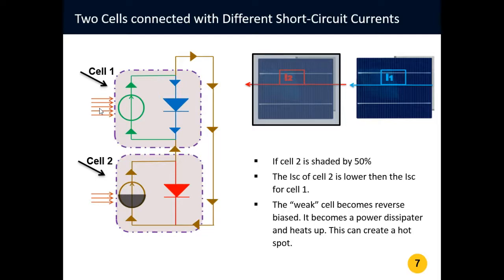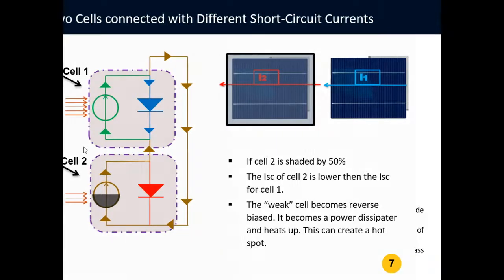This results in the weak cell, which is cell 2, becoming reverse biased, and in that way it becomes a power dissipator and heats up and forms a hot spot, which can result in further damage to that cell or the module, or a safety risk to the module is present if there's a significant hotspot.